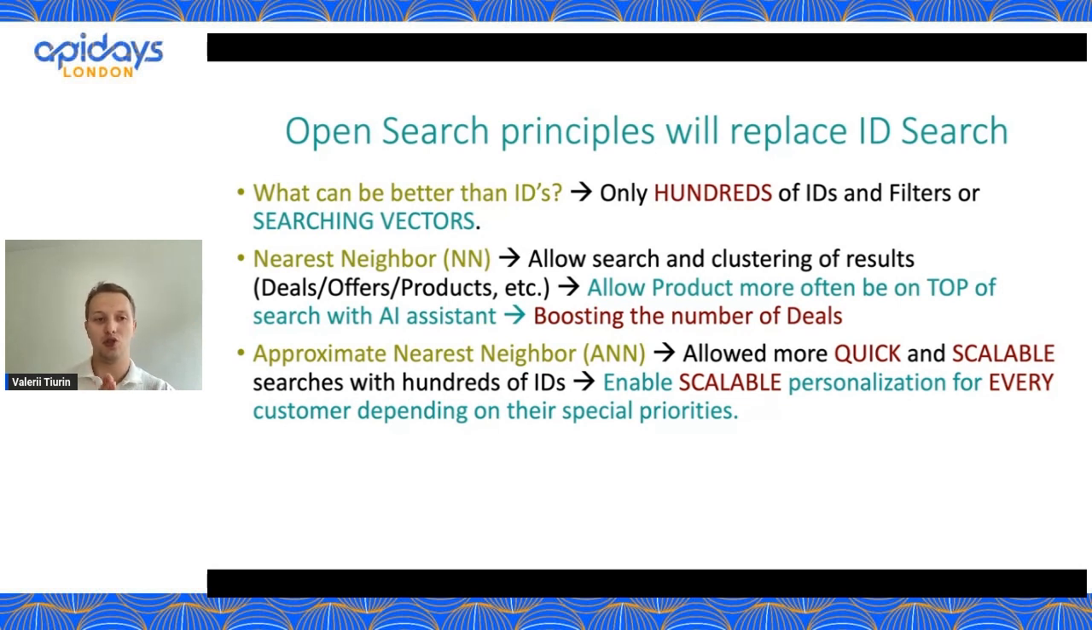So we will come to some algorithm using it, like nearest neighbor, NN, or approximate nearest neighbor, which will allow search and clustering of results, deals, offers, products in eCom, whatever, which will allow the product to be more often on top of search with an AI assistant, which in business meaning means boosting the number of deals. And it's not only about the search, but it will also enable scalable personalization for every customer, which will provide a new way of forming unique deals for each customer.